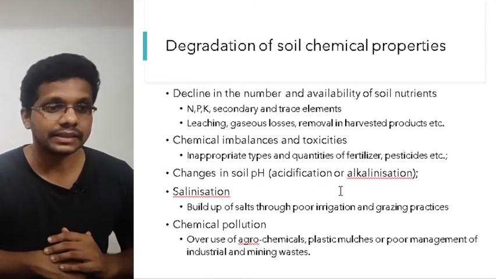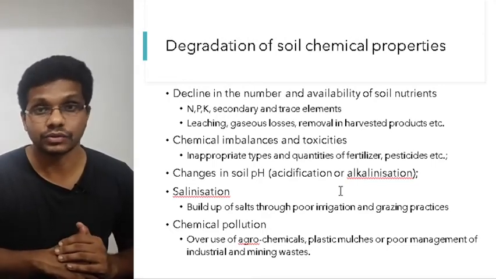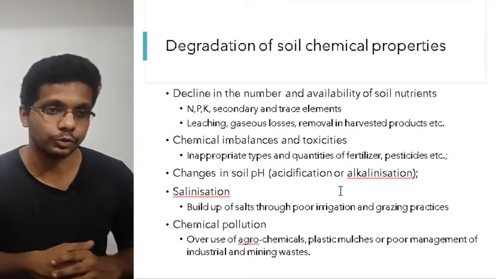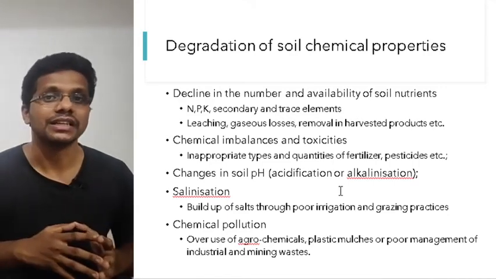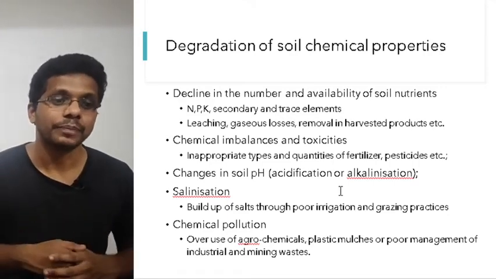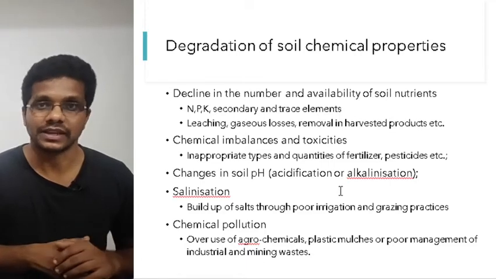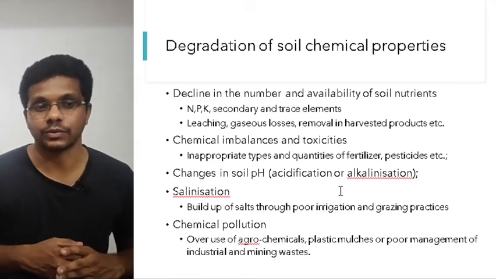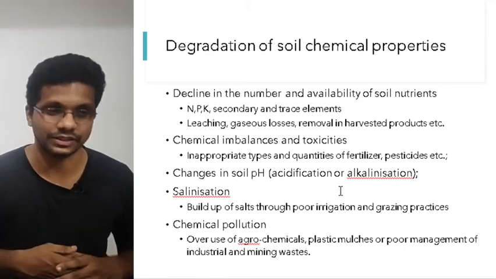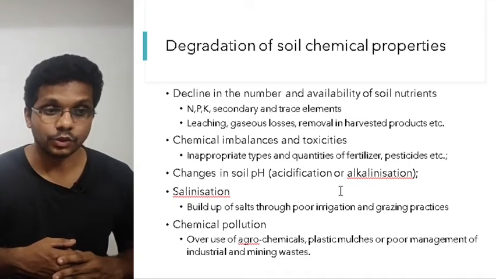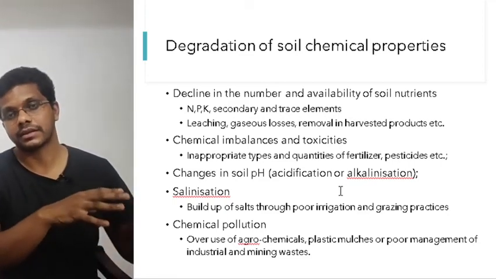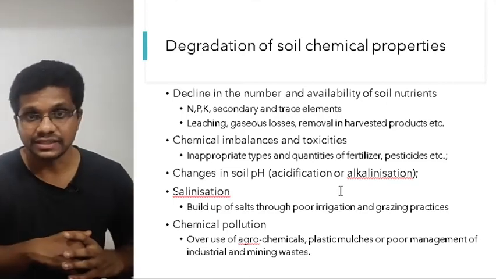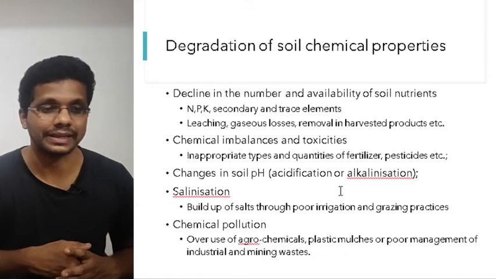The chemical degradation. The chemical degradation is primarily the loss of nutritive value of soil, a decrease in the NPK, the primary macronutrients, which is directly related to the plant growth, and it also includes secondary nutrient loss and the micronutrient loss. It can be due to leaching, gaseous losses, removal of harvested products. Then chemical imbalance and toxicities, where the chemical imbalance may be due to the application of fertilizers or pesticides. Change in pH is another type of chemical degradation.